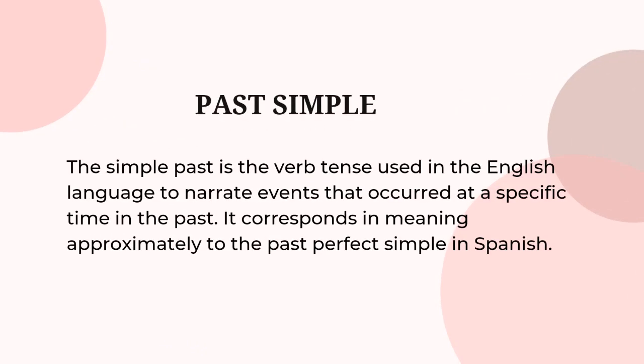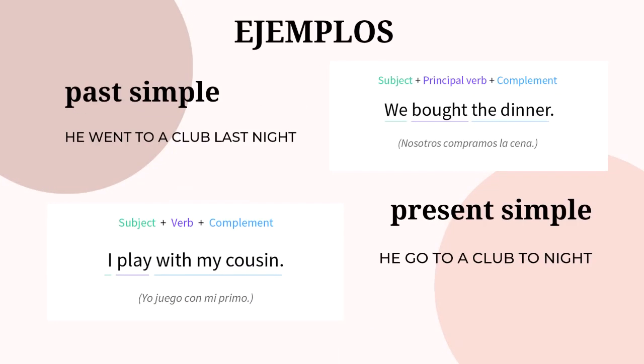The simple past is the verb tense used in the English language to narrate events that occurred at a specific time in the past. It corresponds in meaning approximately to the simple past in Spanish. Here I give you some examples with their structures so you can compare how the sentence changes depending on time. He went to the club last night. He's going to a club tonight.